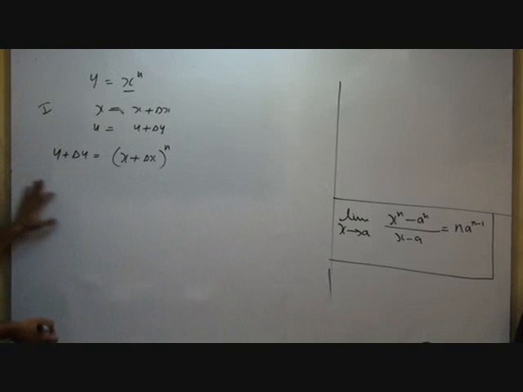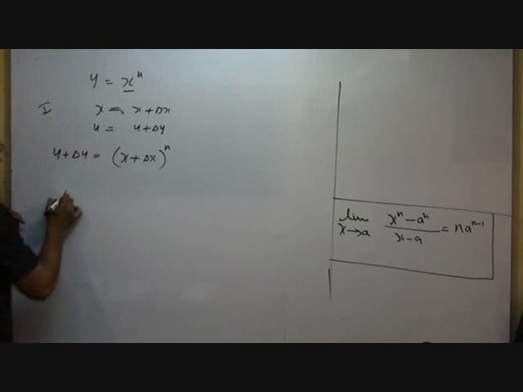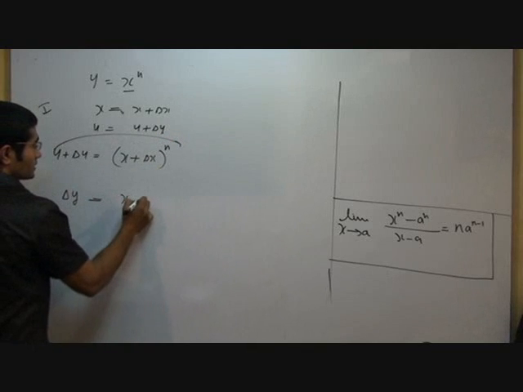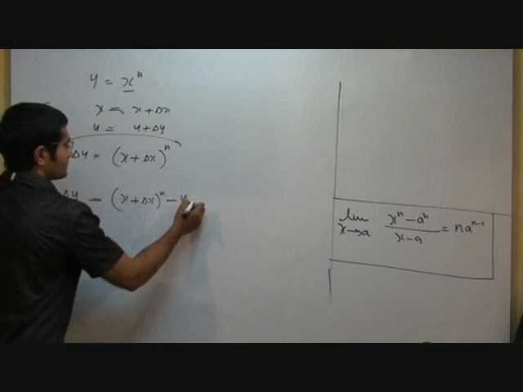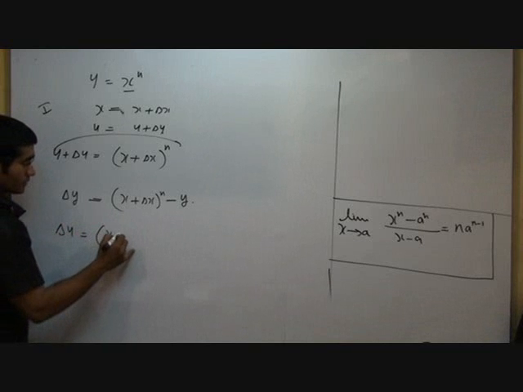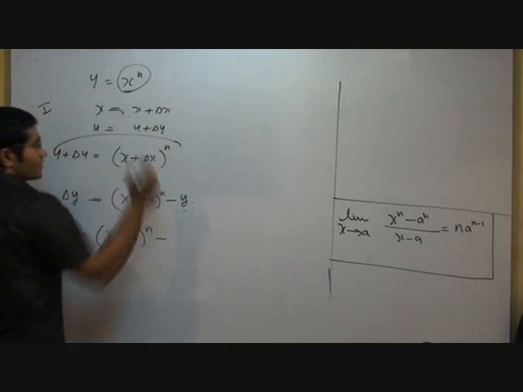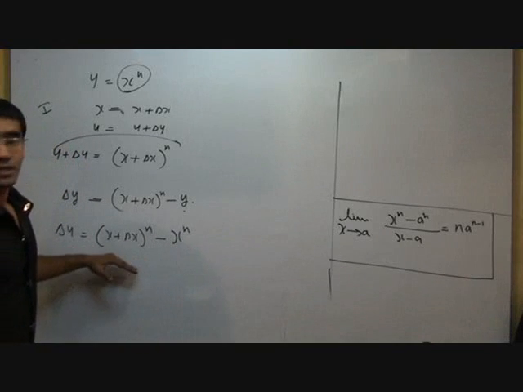That's it. Now what is that I need to do? I need to make delta y on one side, that is delta y is here, and I put the y here. X plus delta x to the whole power n minus y. So what's the value of y? Delta y is equal to x plus delta x to the power n minus y, which is right here, that is x power n. Okay, now so it looks right.